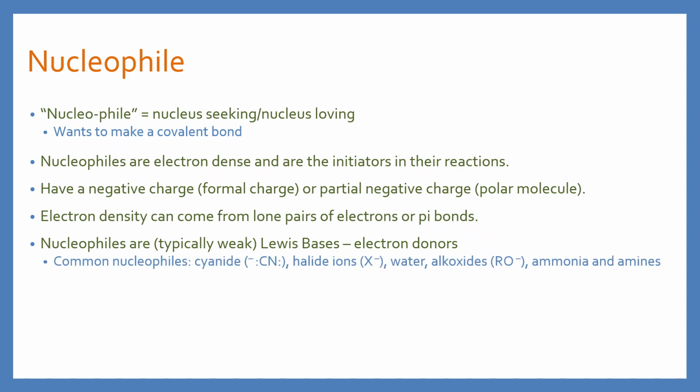Some common nucleophiles are cyanide, which has a negative charge on the carbon, halide ions, which you'll see a lot in this chapter, water, which you will also see, alkoxides, which are the conjugate bases of alcohols, and ammonia and amines. And these are not the only nucleophiles. These are just the ones you're going to see most commonly and coming up soon in the course. As we go throughout the course, you'll learn many new nucleophiles. I often use nuke with a negative sign as my usual shorthand for nucleophile.